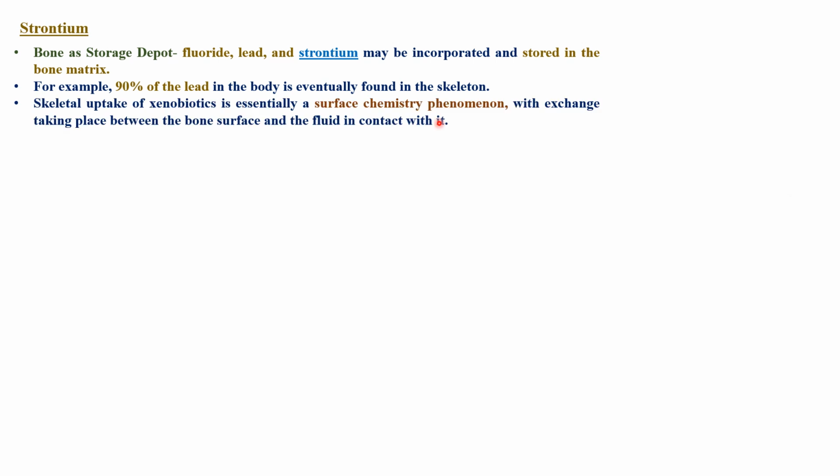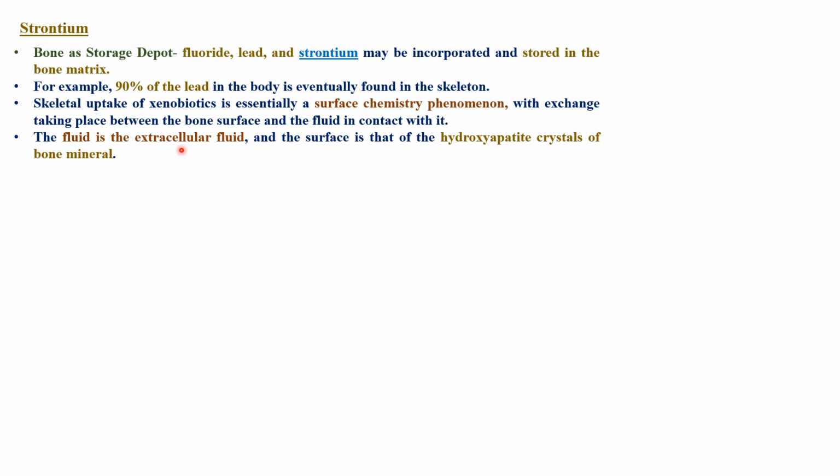May be incorporated and stored in the bone matrix. We have one picture with respect to bone matrix that we'll discuss in detail. For example, 90% of the lead in the body is eventually found in the skeleton. Skeletal uptake of xenobiotics is essentially a surface chemistry phenomenon with exchange taking place between the bone surface and the fluid in contact with it. You have to understand that in between the joints also we have some liquid, there for the sake of friction, that we'll discuss in detail. The fluid is nothing but your extracellular fluid.